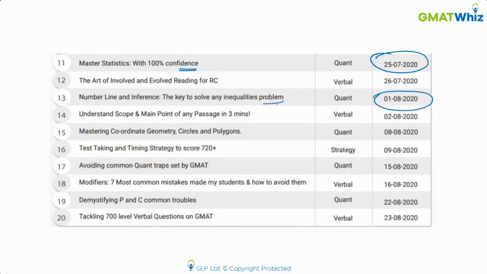If you are somebody who solves questions using numbers, then attend the number line session, where I'll be just talking about how you can use number line to solve your answers, so solve inequality questions quickly. And I'm also going to show if you want to take numbers, then how you should choose those numbers. So I'll teach you how not to take numbers randomly.